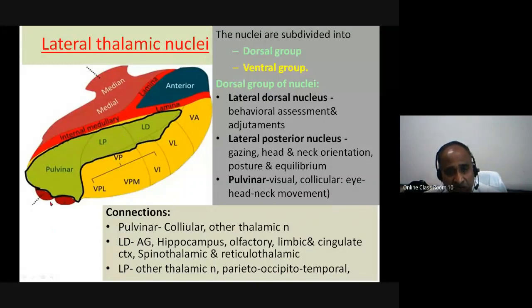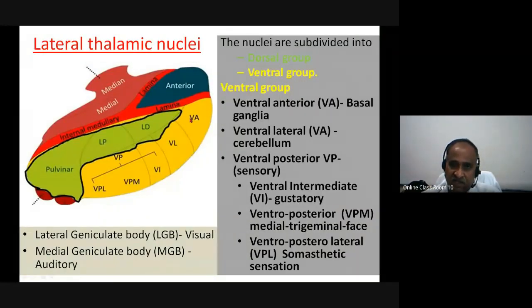Now what I missed here: the medial geniculate body and the lateral geniculate body are for auditory and visual inputs respectively. The other part of the lateral nucleus is this yellow area, the ventral group. This ventral group is divided, as I mentioned, into ventral anterior, ventral lateral, and ventral posterior.